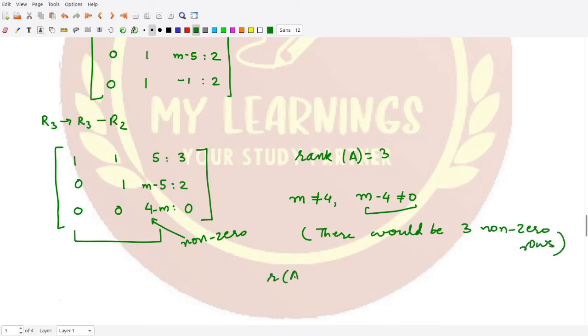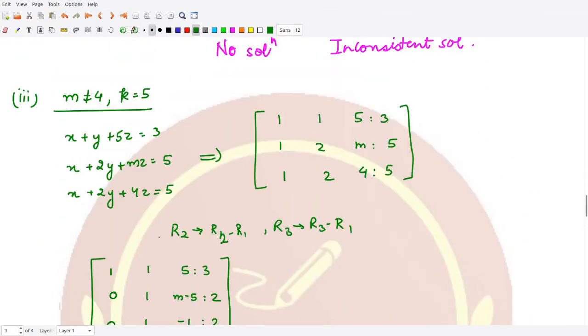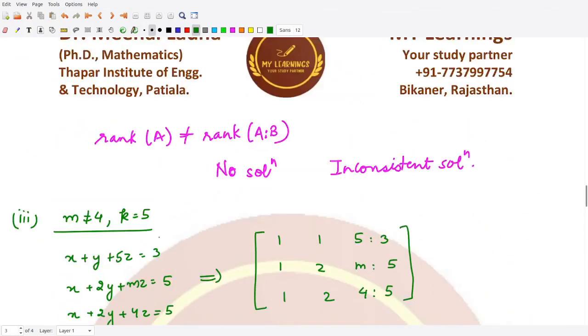And what would be the rank of the A augmented B matrix? Again, because we know M is not equal to 4, we would have 3 as the number of non-zero rows. So that means both the ranks are equal, and they are also equal to the number of unknowns. So in this case, we would have a unique solution, and it is also consistent. So M not equal to 4, K equal to 5 could be the case.